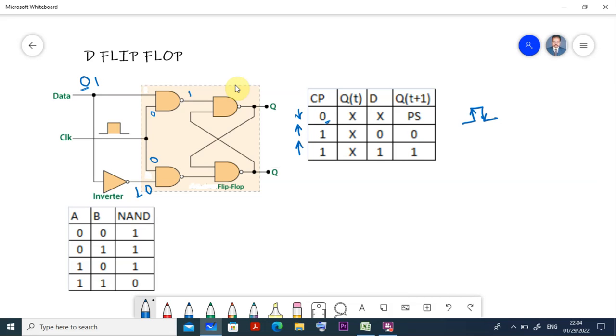Are you following me? So in this way, if you go on changing, first what I am telling you is that in the first case, when the clock pulse is equal to 0, whatever the d value you put, whether you put d equal to 0 or d equal to 1, then Qt, the output here, will return the previous state. PS stands for the previous state. We can prove it here.